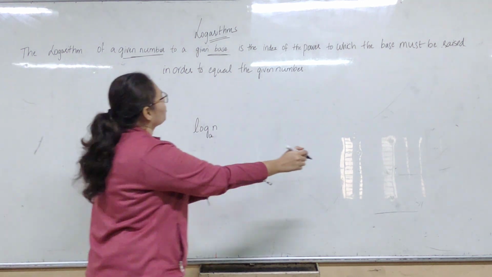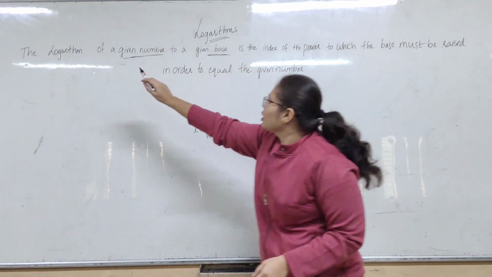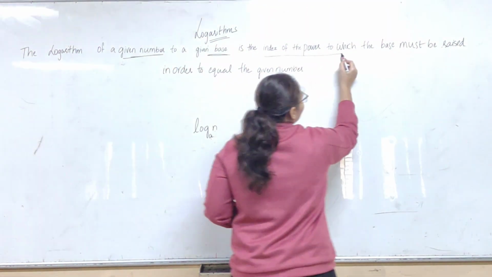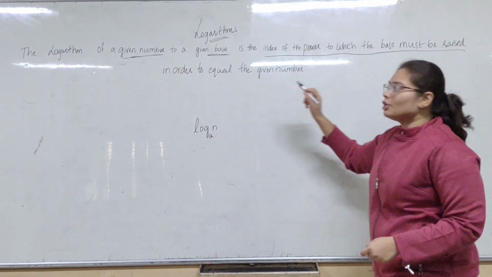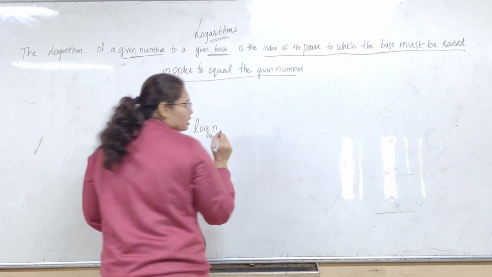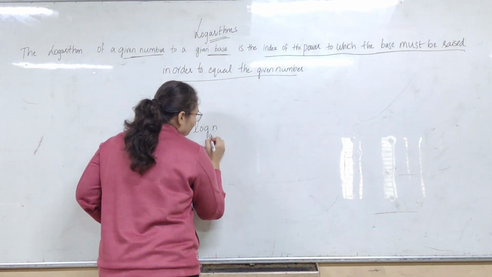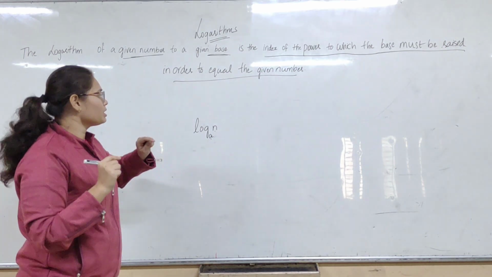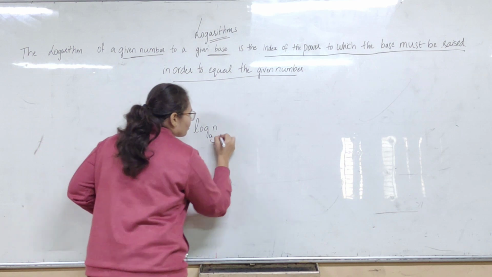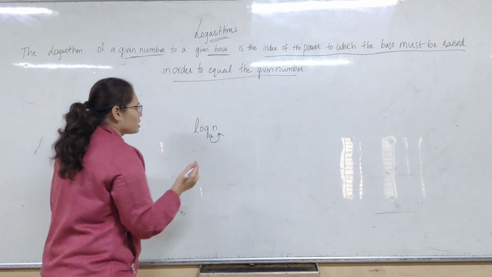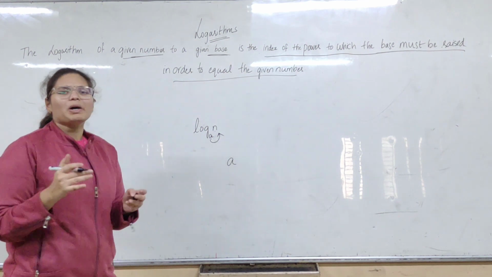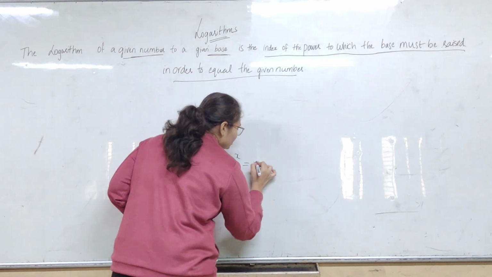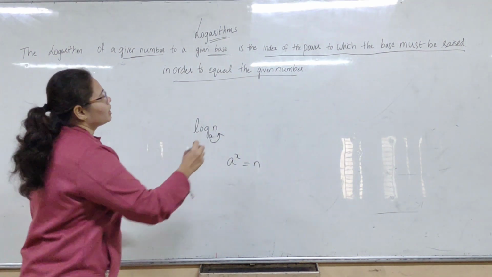What they said is the logarithm of a given number to the given base is the index of the power to which the base must be raised in order to equal the given number. What is meant by that? By how much should a, that is the base, be raised such that it equals n? Suppose a is raised to some power x, then it should be equal to n. This is what it is saying.